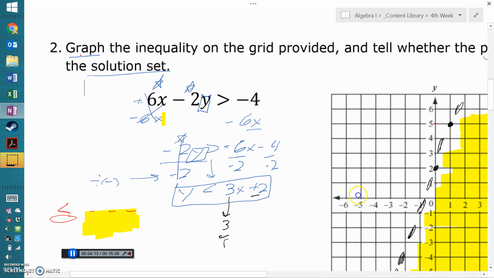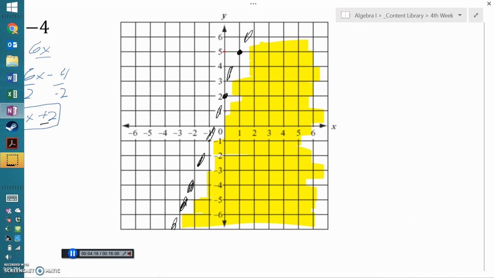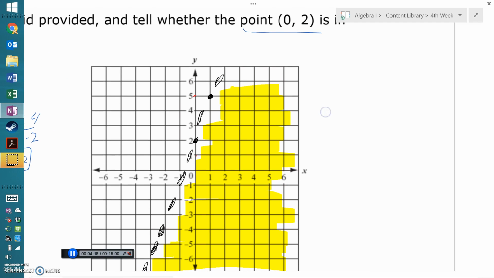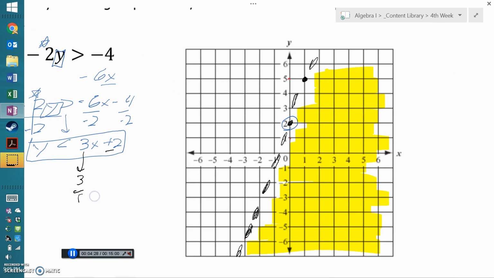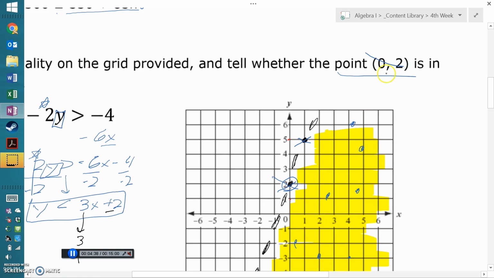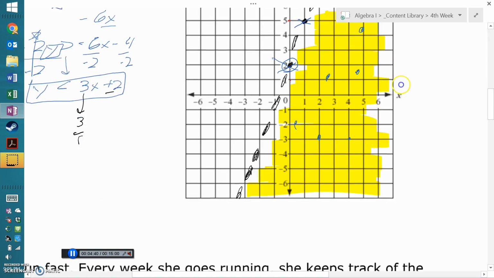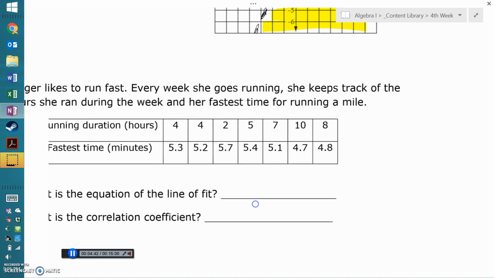Now, the other part of this question is whether or not this point is in the solution set. So looking at the graph here, the point is 0, 2. So that's actually this point that's here, that's on the line. Now, this inequality isn't equal to, so that means I can't actually count any point that's on the line. I would only be able to count anything that's in the shaded area below the graph. So no, this point is not part of the solution set.